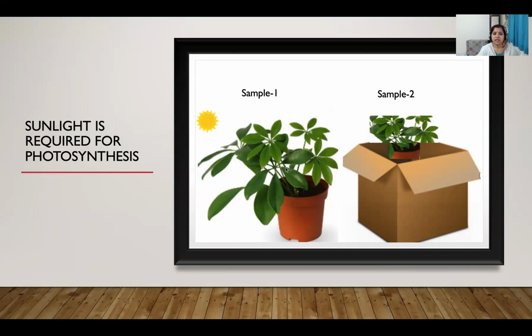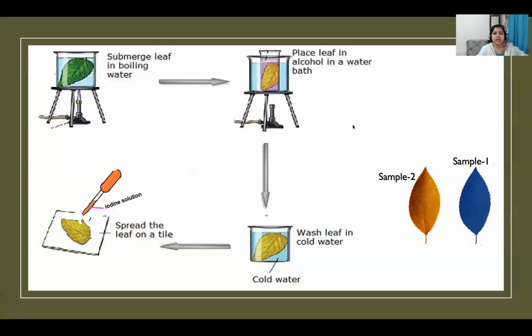So you can keep the sample 1 plant under the sun, and you can keep the sample 2 plant in a dark chamber, or you can keep it inside a cardboard box for about 3 days. After 3 days, you collect one leaf from both of the samples. Then you put those leaves in boiling water. Again, after boiling it, you transfer it into a beaker containing alcohol and give them a water bath.